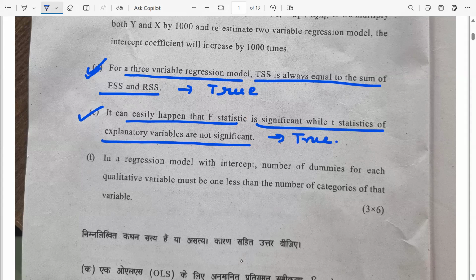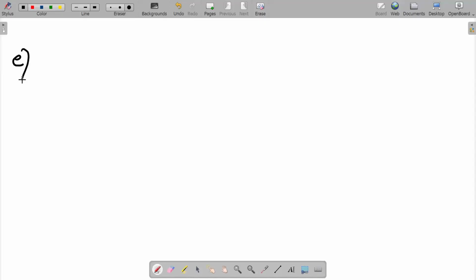One of the ways in which you can diagnose multicollinearity is that most of your t variables will be insignificant, but if you do the joint hypothesis testing, your F statistic will come out to be significant. So I can come to the whiteboard and I can write this for E.